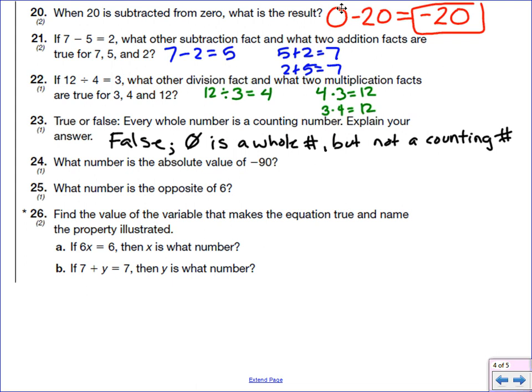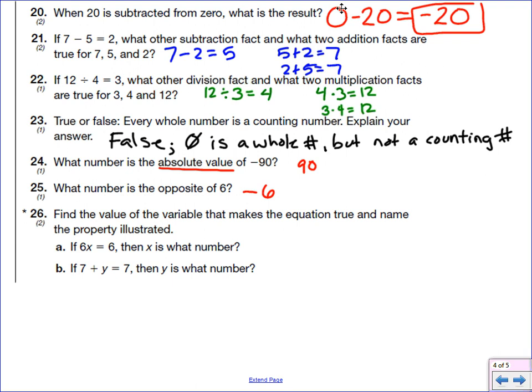What is the absolute value of 90? Absolute value asks how far away from 0 is negative 90. Well, it's 90 places away. What number is the opposite of 6? Opposite means opposite sign, so if it's positive 6 now, it's negative 6.